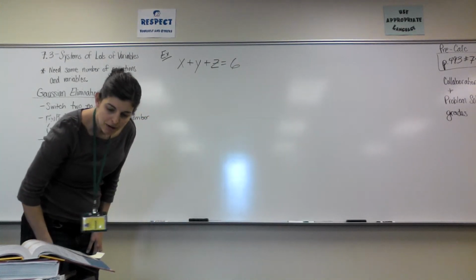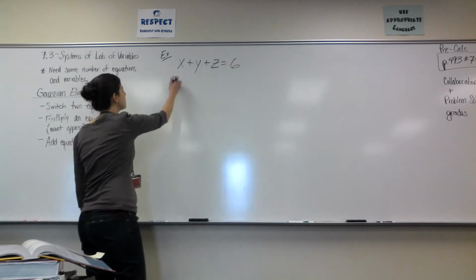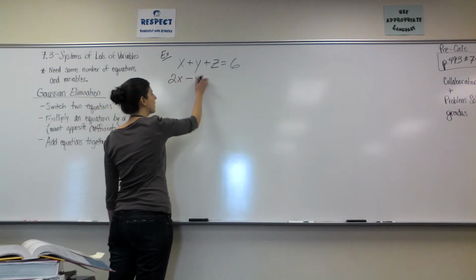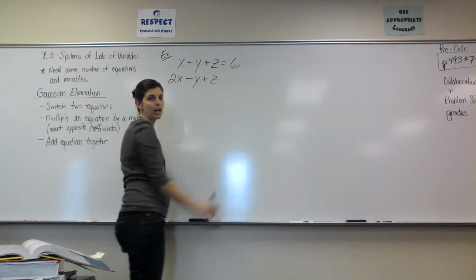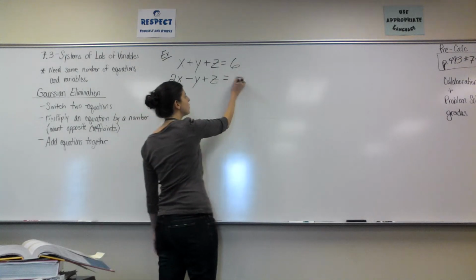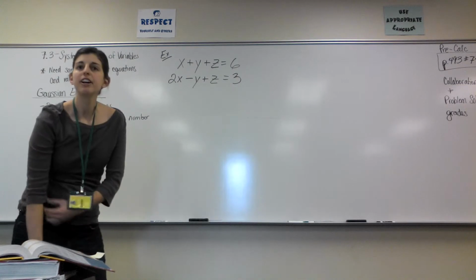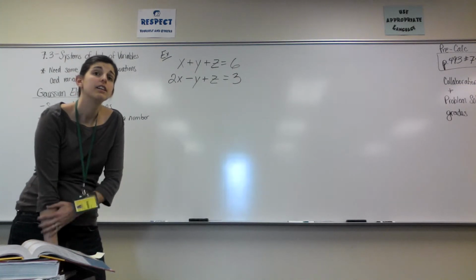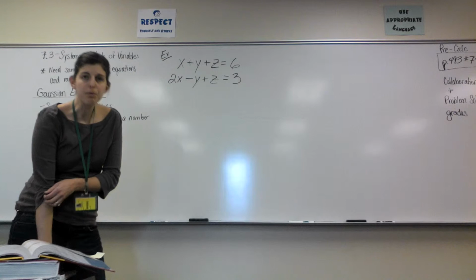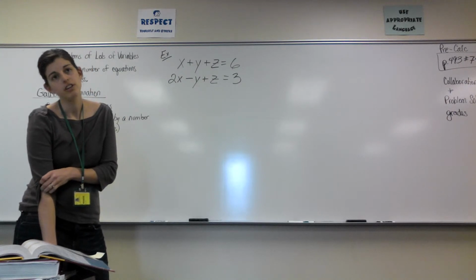And 2x minus y plus z equals 3. Is it an easy one or hard? It's a medium one. It's more difficult than the last one because it involves all three variables and all three equations. But it is not super difficult. It won't take us super long, okay?